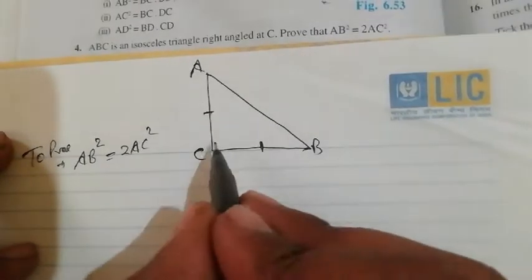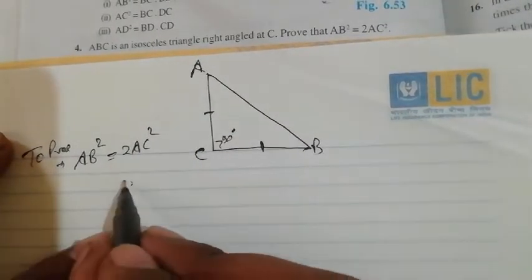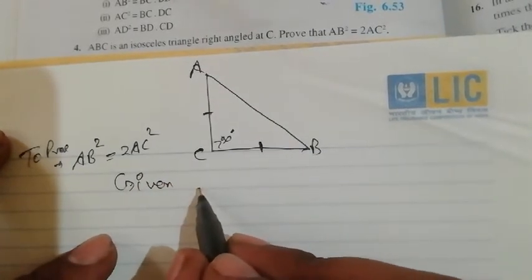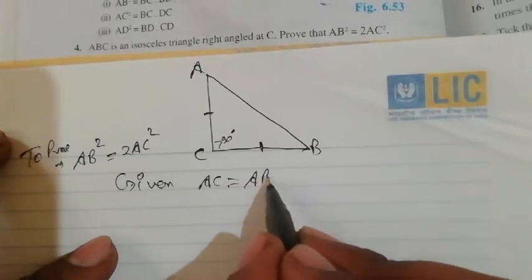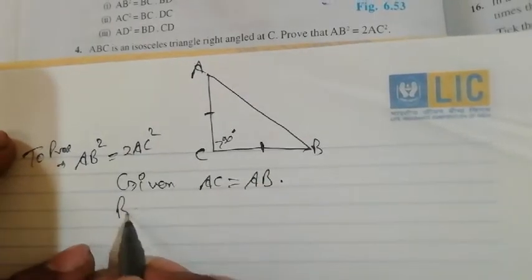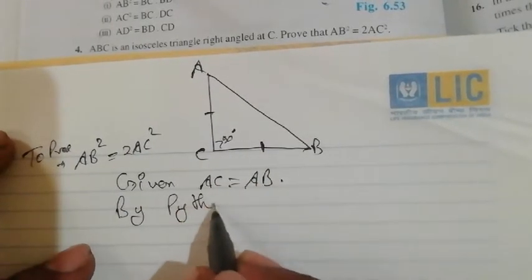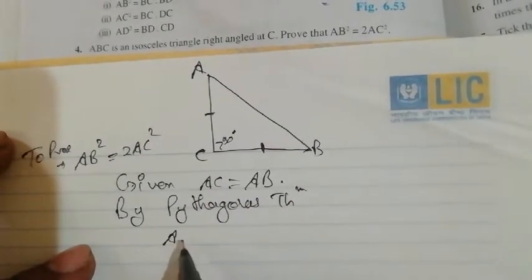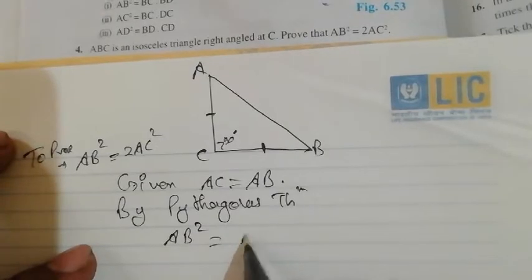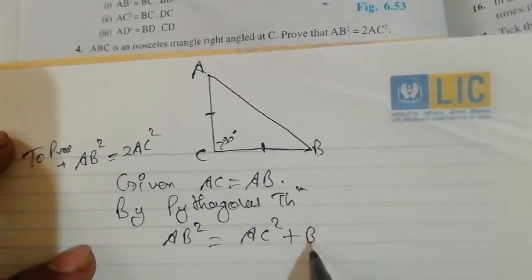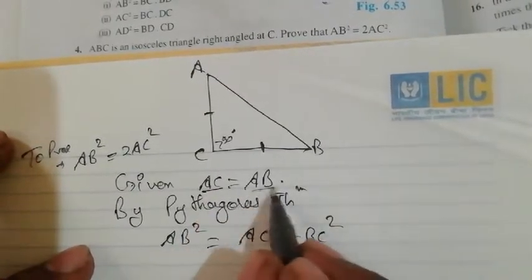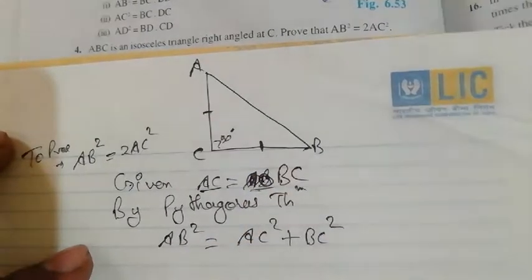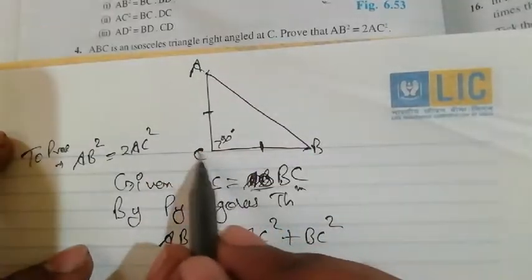Okay, so now this is 90 degrees. What is given here is an isosceles triangle, so we can say that AC is equal to BC. It is given. Now by Pythagoras theorem, we can say that AB square is equal to AC square plus BC square. But AC is equal to, not AB here, it is BC.